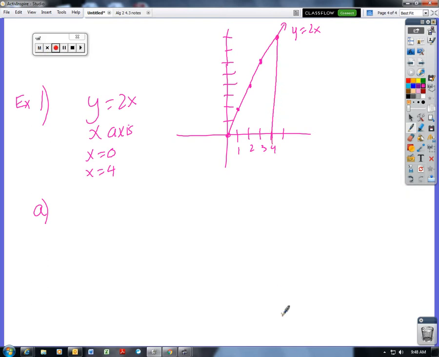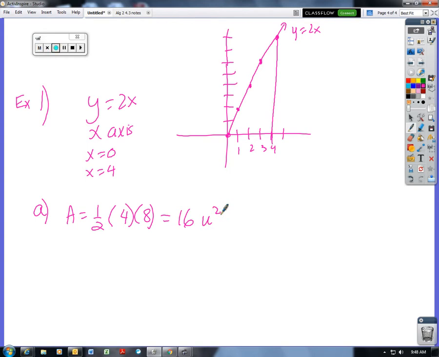There we go. It's a triangular region, perfectly triangular, so the area would be 1/2 the base, which is 4, times the height, which is 8. Half of 4 is 2, 2 times 8 is 16 units squared.